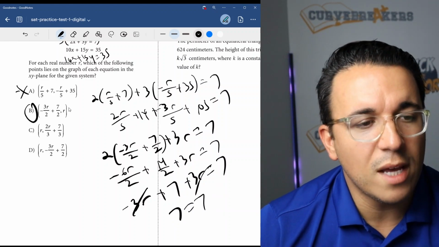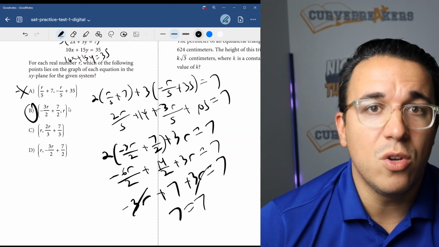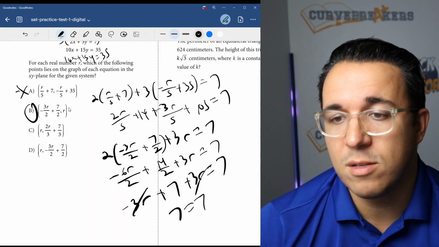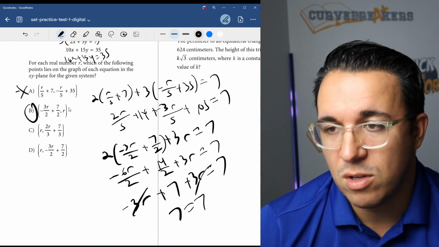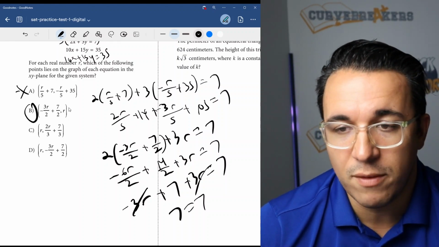If I was doing the real test and I had a ton of time, what I would do is go through the other ones, but we're doing this for practice, so I'm not going to do that. But on a real test, you definitely want to be careful. Unless, of course, you're running out of time, then you got to just keep moving.